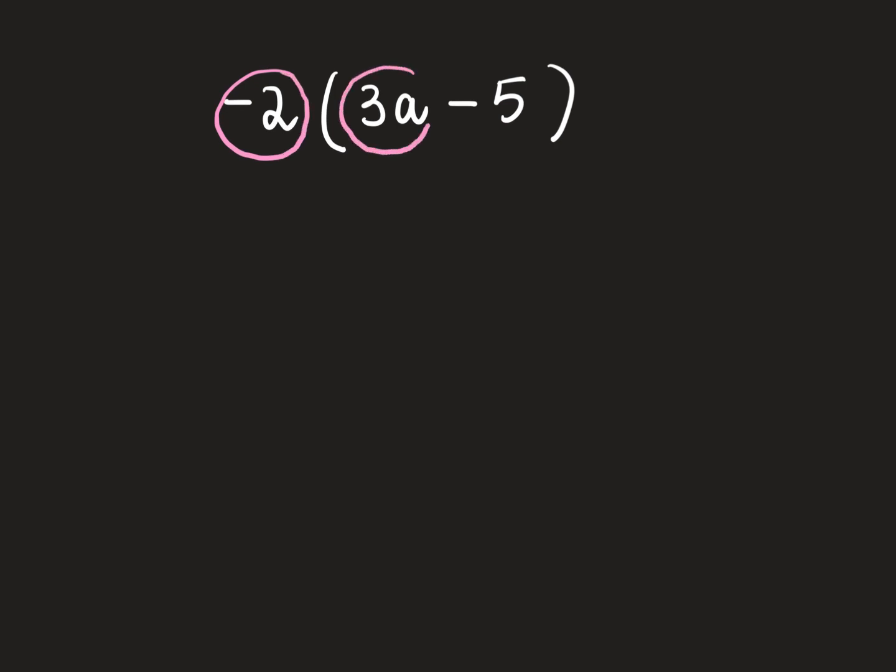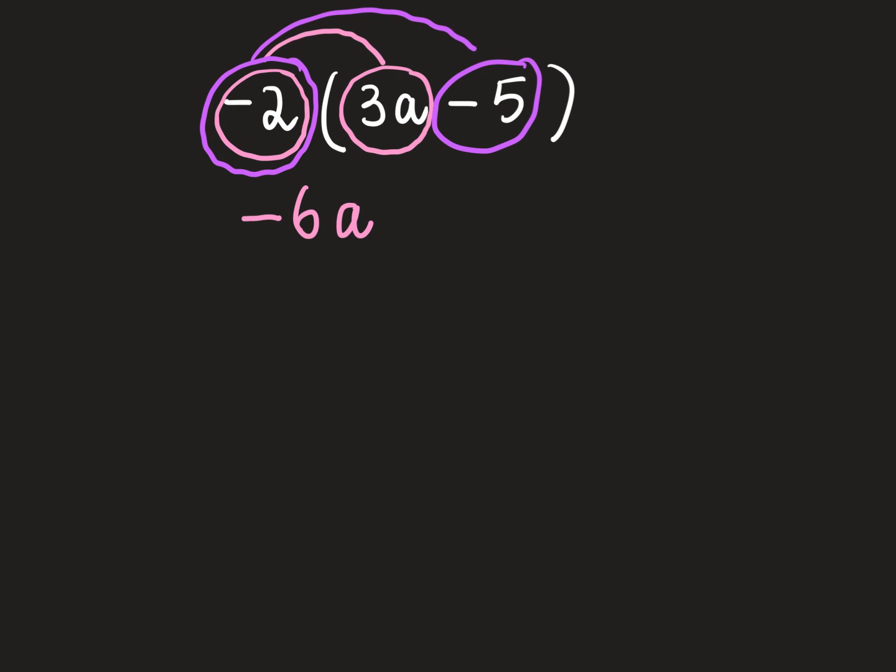What about if I had negative 2 lots of 3A minus 5? That's negative 2 lots of 3A, which is, well, negative times a positive is negative. 2 times 3 is going to be 6A. Then I'm going to have negative 2 times negative 5. What's a negative times a negative? That's a positive, isn't it? 2 times 5 is 10. Can you try this one? Negative 2 lots of 5A minus 10.